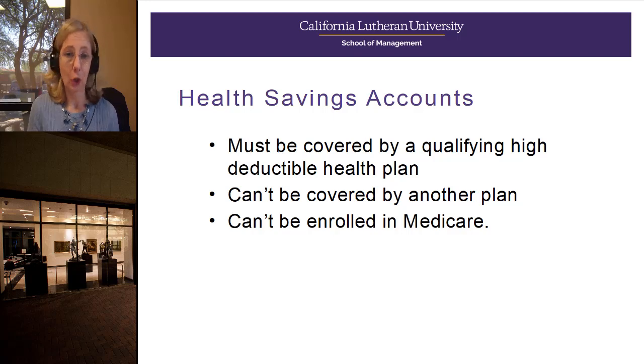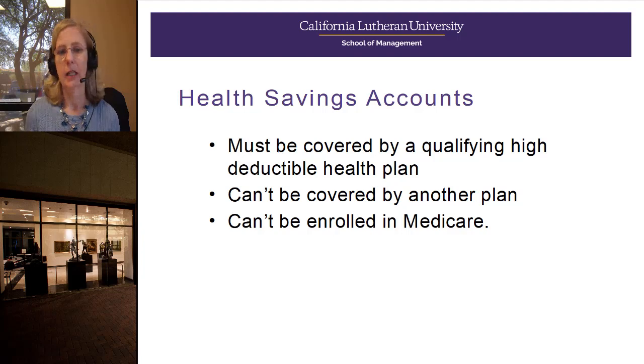It has to be your only form of health insurance, so you can't be covered also by a spouse's plan, you can't have a secondary plan, and you cannot be enrolled in Medicare. If you meet those requirements and you have just one health plan and it's a qualifying high deductible health plan, then you're allowed to make a contribution up to a certain limit, and that limit changes every year, so refer back to your textbook for the most current deduction limits.